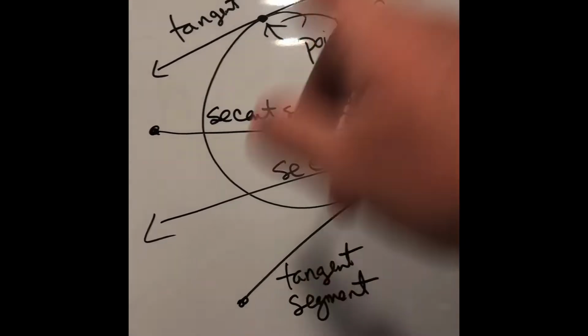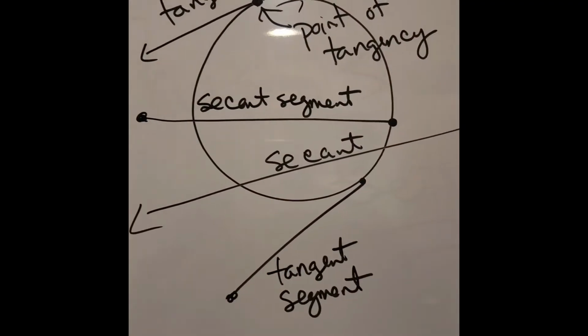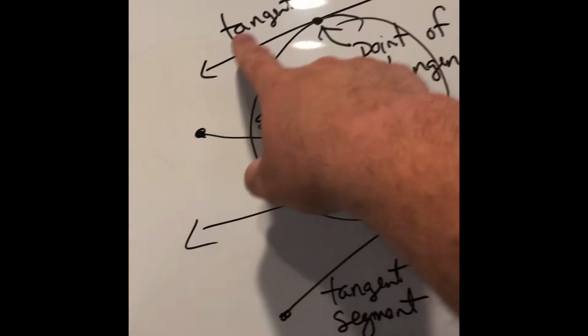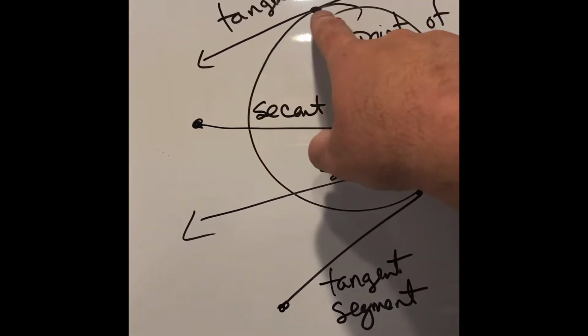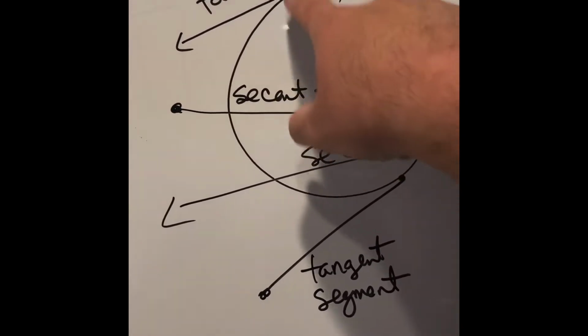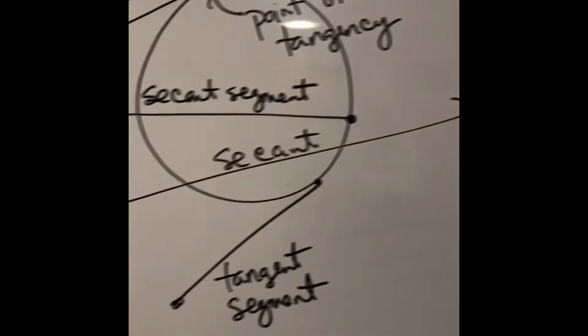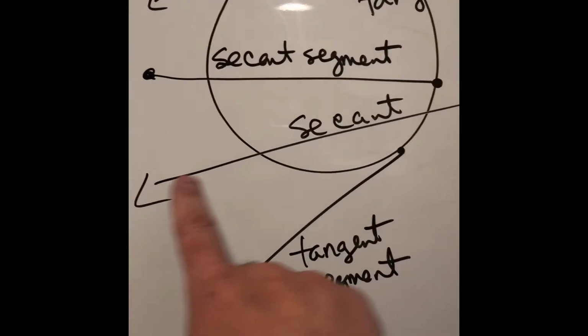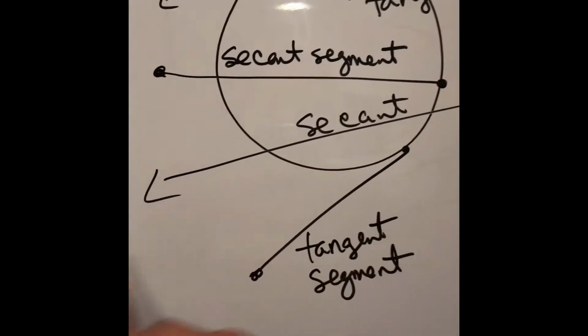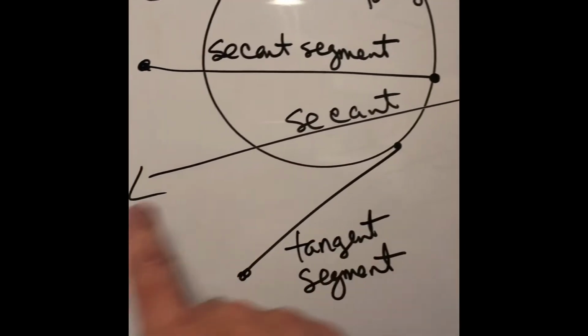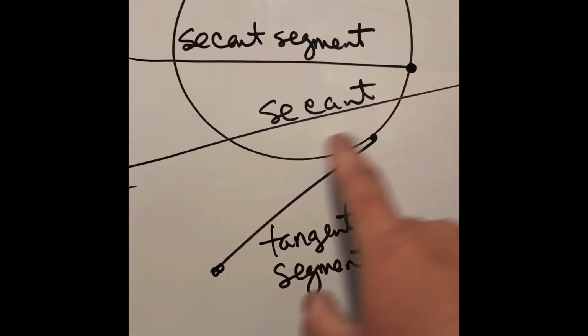Okay, so inside the circle and outside the circle, we got a couple different things going on. First, you have a tangent. A tangent's gonna hit the circle in exactly one spot. That spot that it's gonna hit the circle, that's called the point of tangency. Next, you got a secant that goes completely through the circle. Goes completely through the circle, touches the circle in exactly two spots.